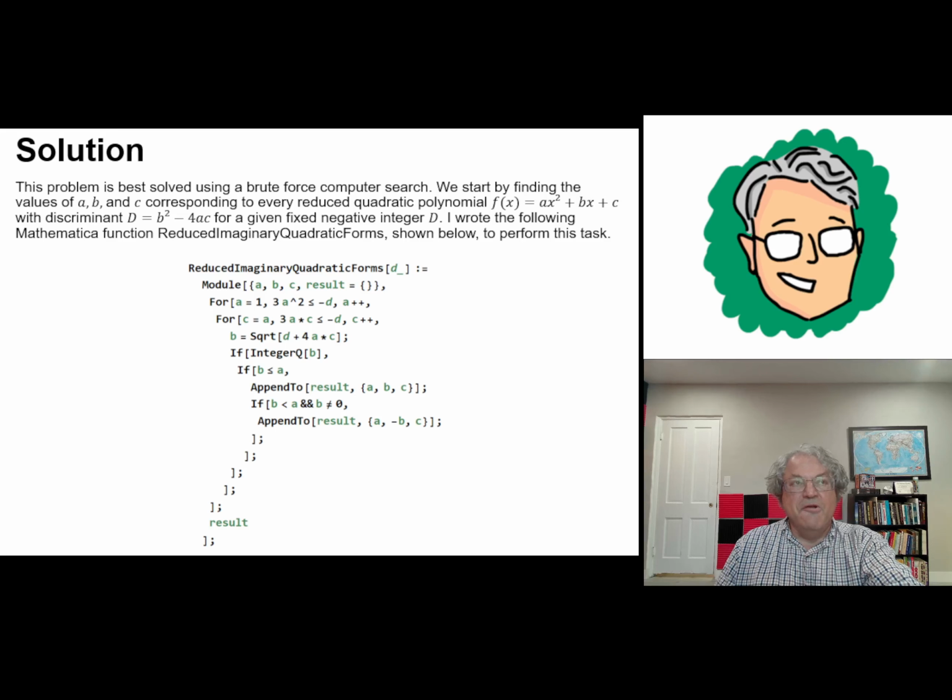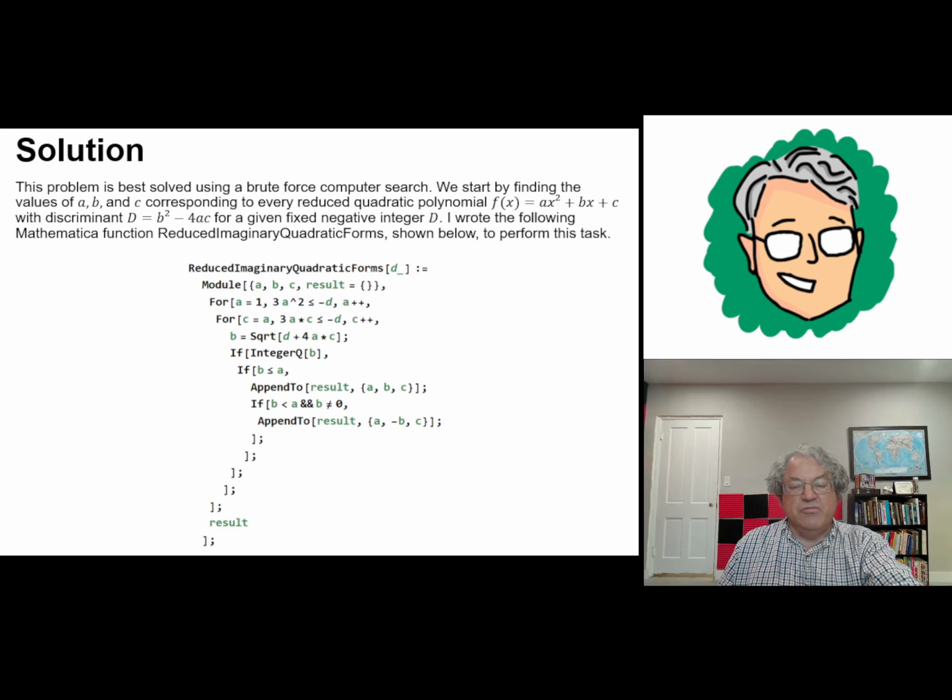In other words, all the coefficients a, b, c of every quadratic polynomial ax squared plus bx plus c, whose discriminant has some fixed value d. And I'm assuming d is negative here. So here's how you do it. So I have two for loops here. First, I'm looping over a.